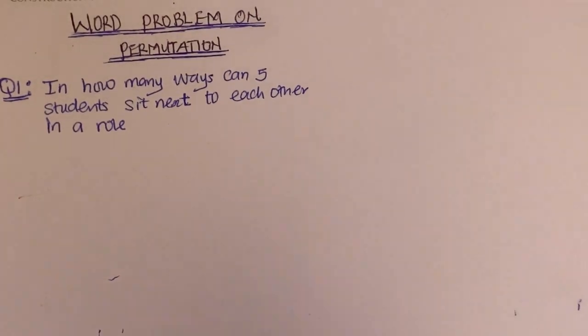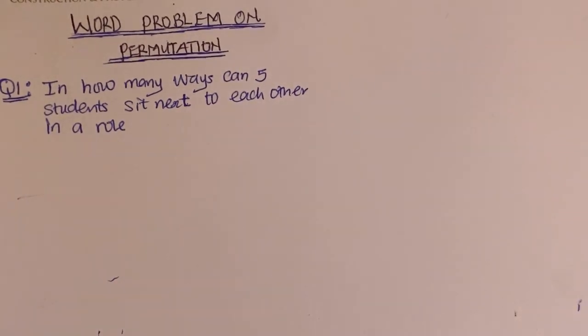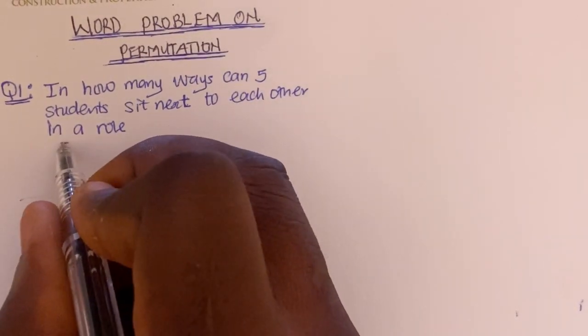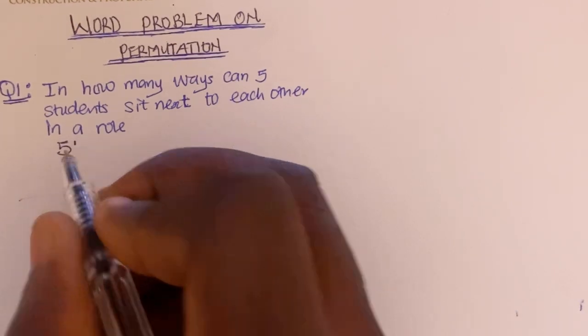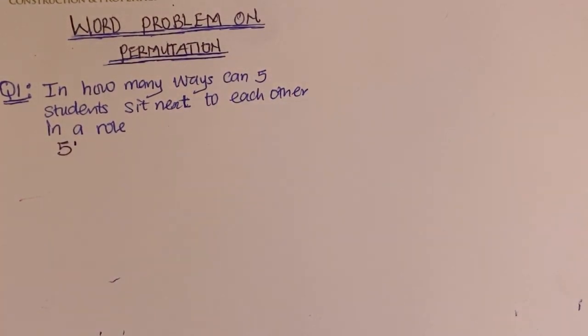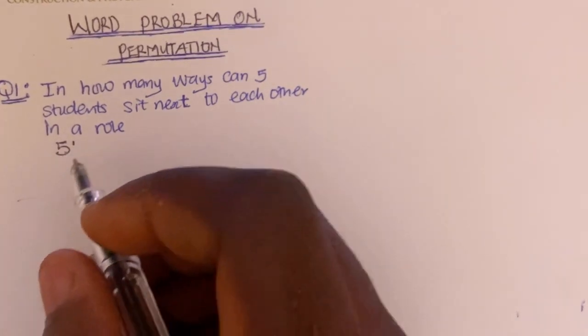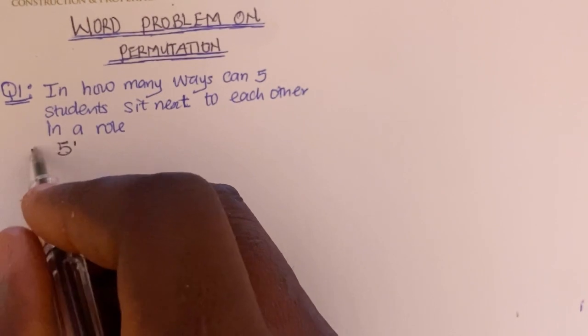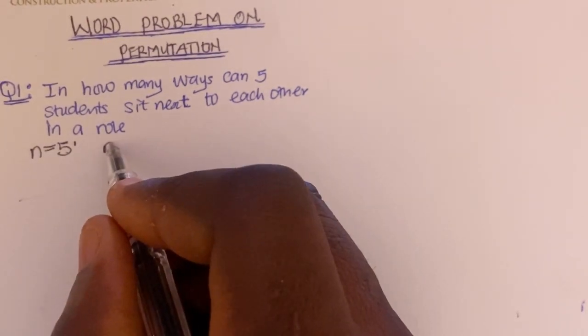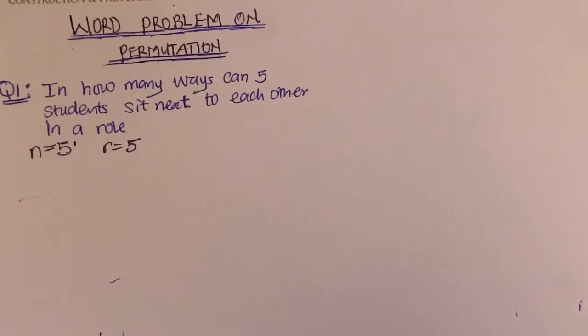Now, since we are having 5 students, right? If we have 5 students sitting next to each other, that means we are going to have 5 students sitting next to each other in 5 ways. So if this is 5, let's say the number of students n is equal to 5, then our r also will be equal to 5. That is the number of ways through which they can sit next to each other.